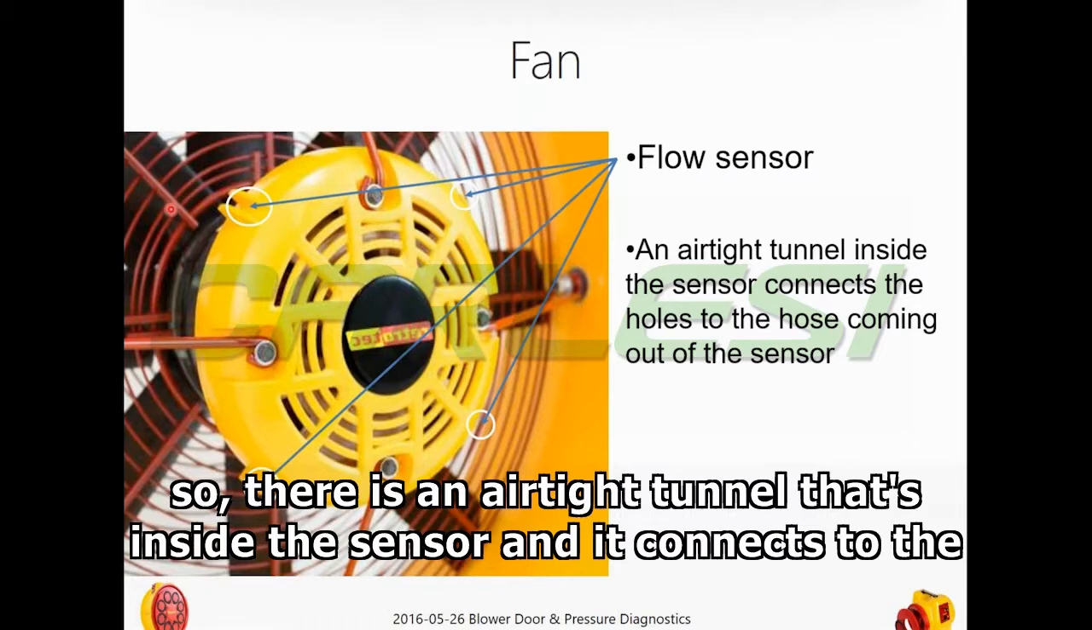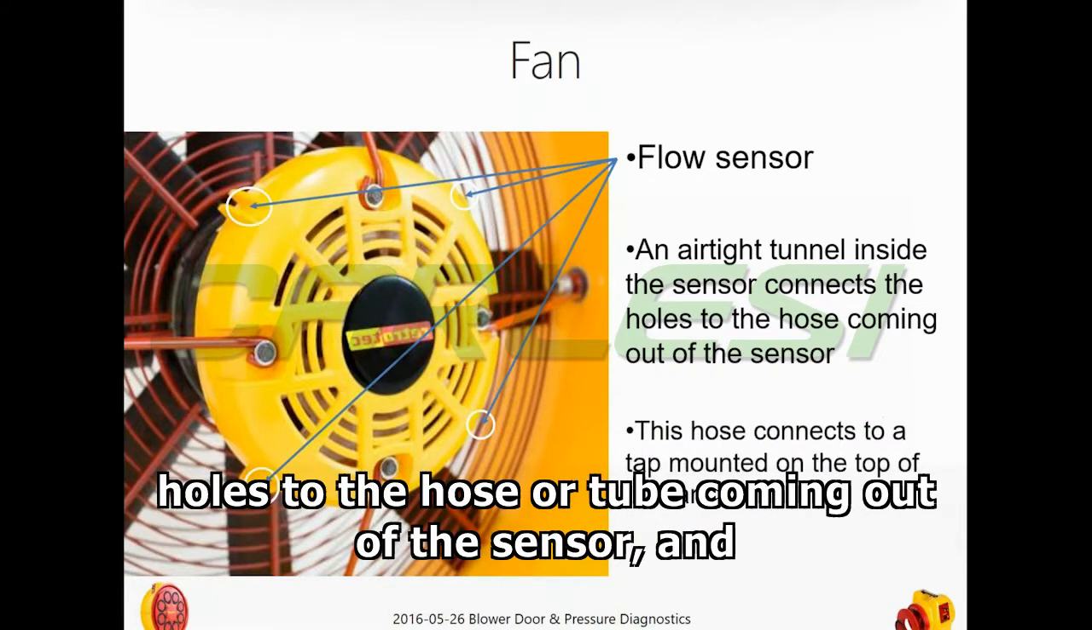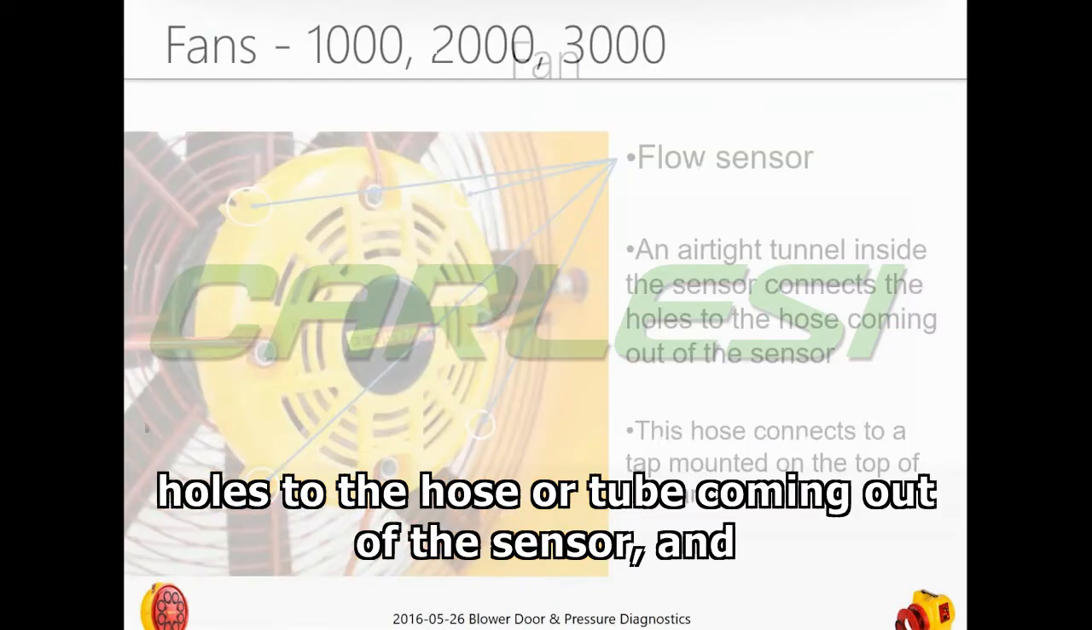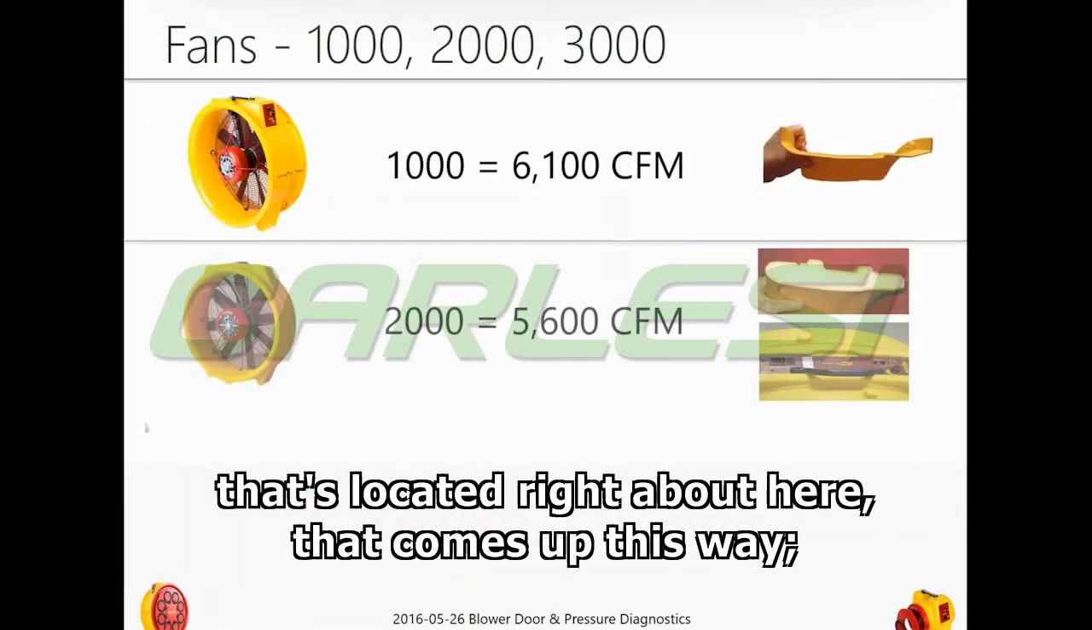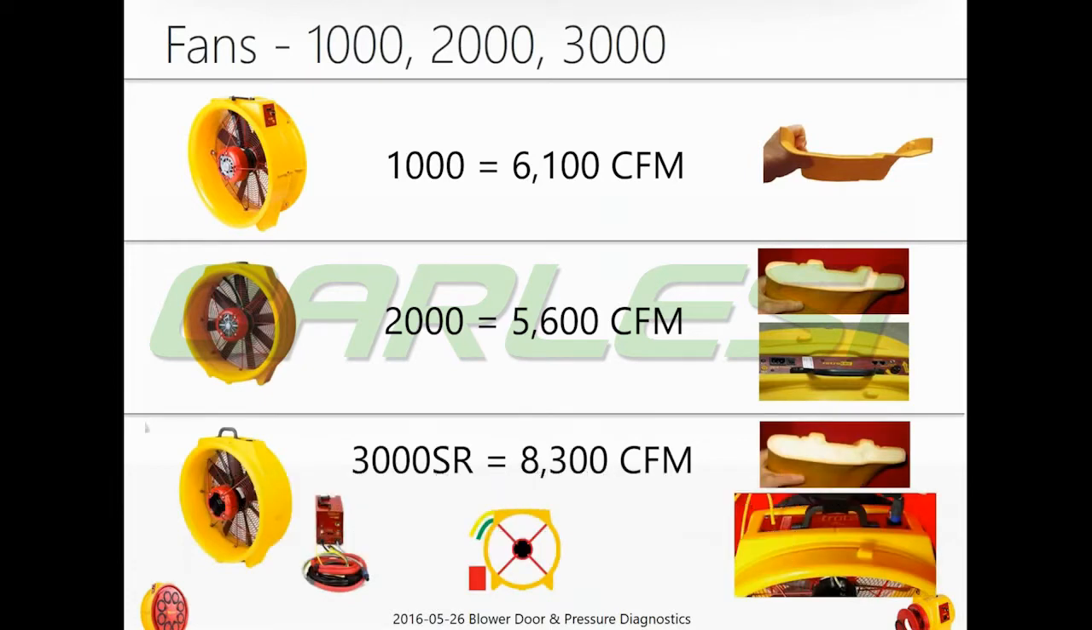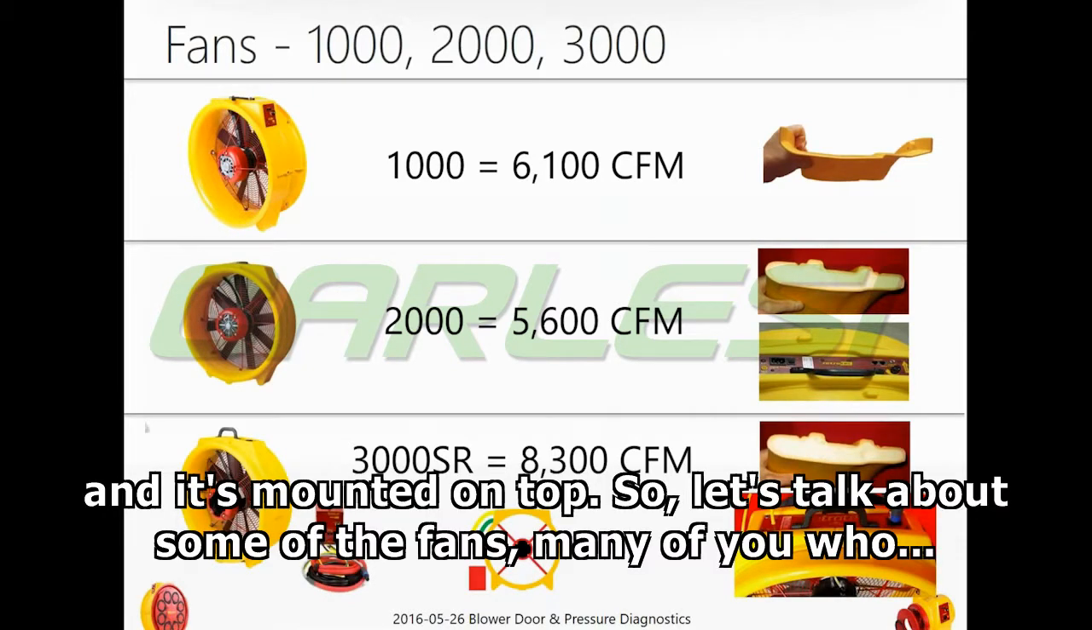So there is an airtight tunnel inside the sensor, and it connects to the holes, to a hose or a tube coming out of the sensor, located right about here, that comes up this way. And it's mounted on the top. So let's talk about some of the fans.